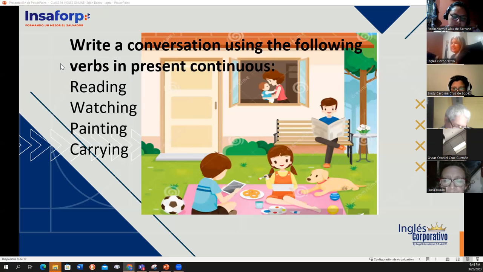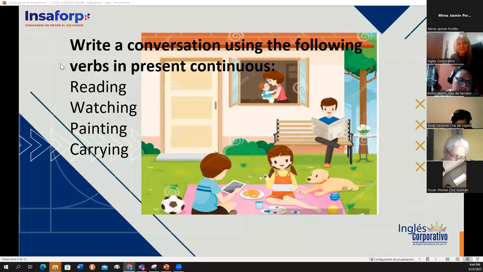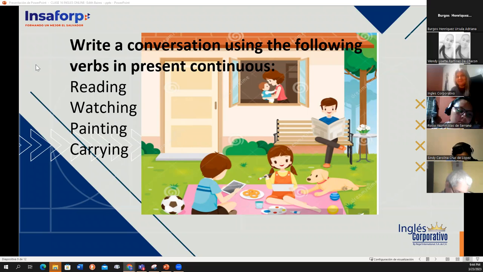Okay, who else is ready? Okay, Mirna, Jasmine. The family Robinson. Their father is reading the newspaper. The son is watching the pictures in the tablet. His daughter is painting a world of art. The mother is carrying a baby. Okay, pictures. Okay, very good. Thank you so much.